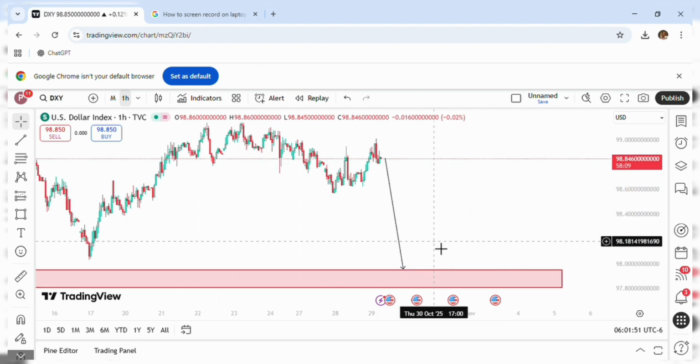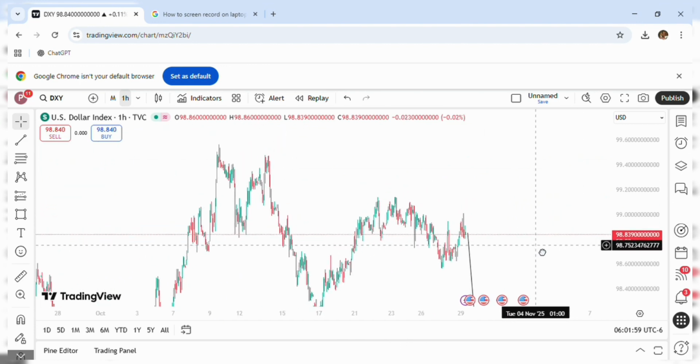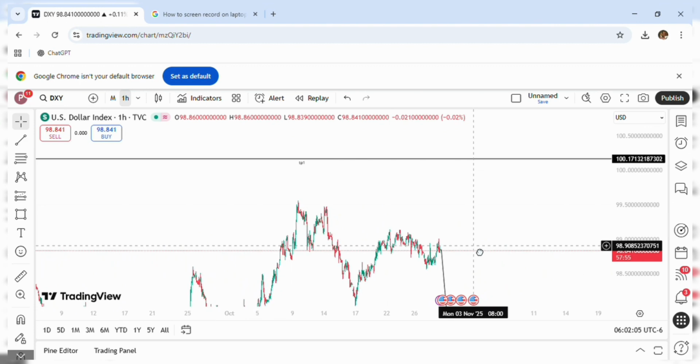Guys, you can notice this DXY. Once DXY gets to this zone, you can enter for a sell on currency pairs like Euro. I advise you guys to make use of the Euro USD. Okay, you guys should trade the Euro USD. So this is our TP1.